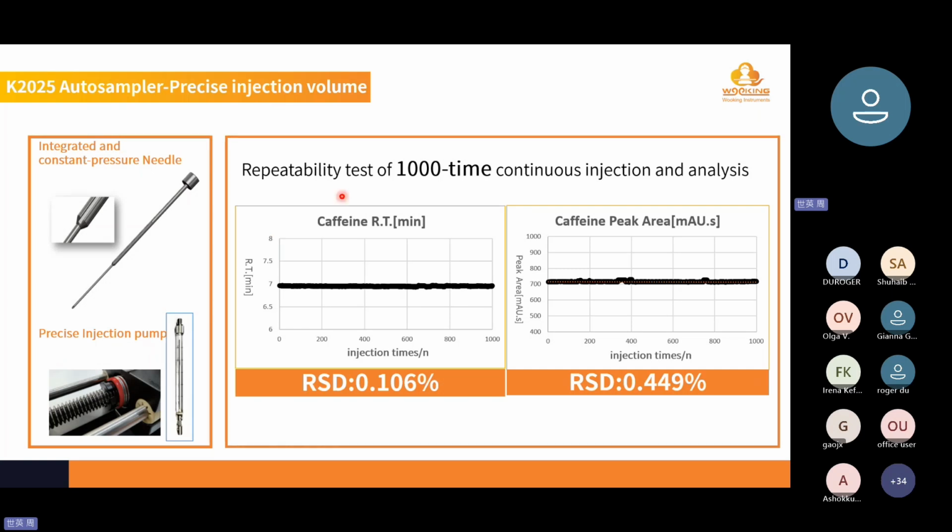Our engineer did a repeatability test of 1,000 times uninterrupted injection. The two graphs show the caffeine retention time and peak area respectively. The RSD of caffeine retention time is 0.106% and the RSD of caffeine peak area is 0.449%. What an outstanding result! Do you agree?